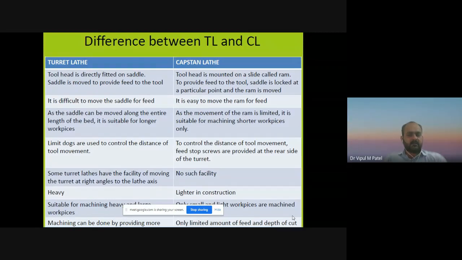In the turret lathe, the tool head is directly fitted on the saddle, and the saddle is moved to provide the feed to the single point cutting tool. In the capstan lathe, the tool head is mounted on a slide called the ram to provide the feed to the tool, and the saddle is locked at a particular point and the ram is moved.